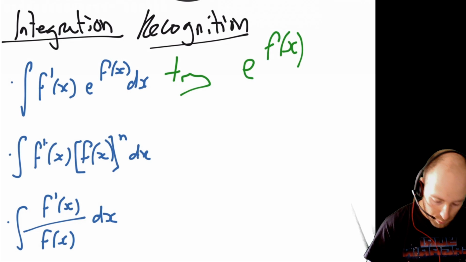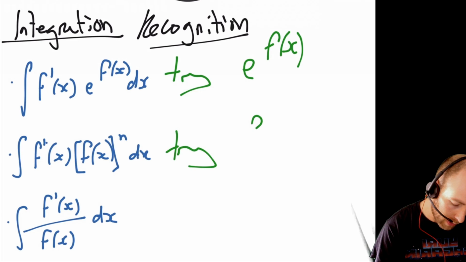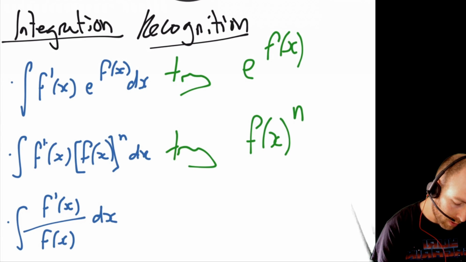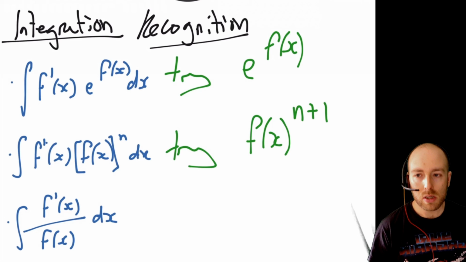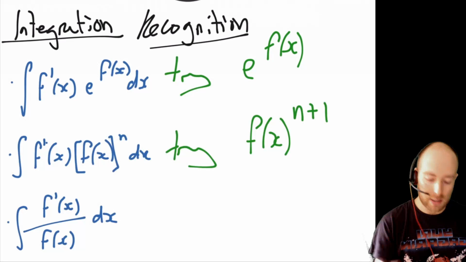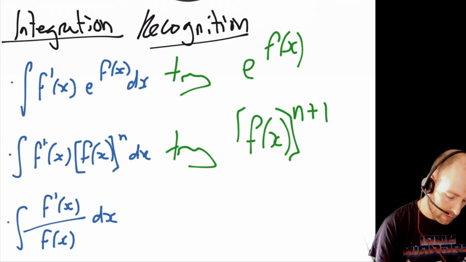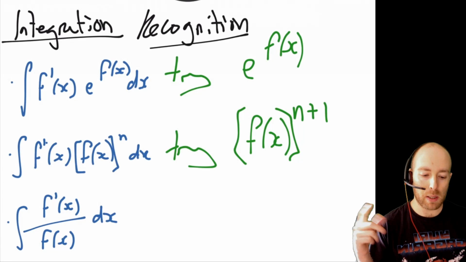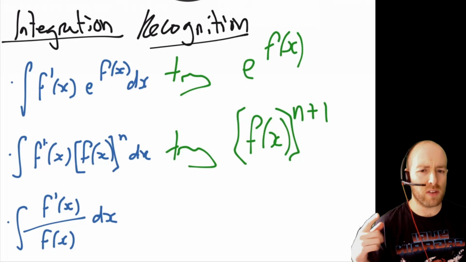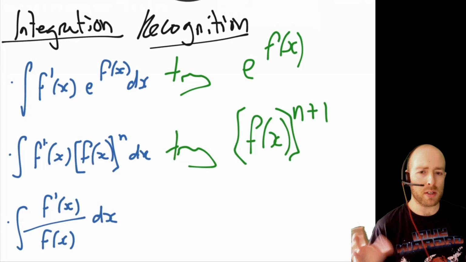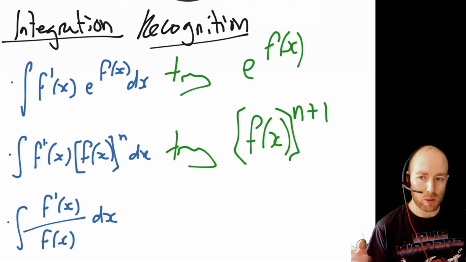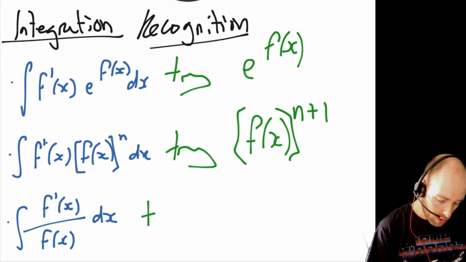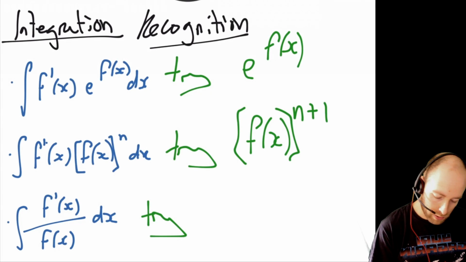The next one, we try f of x to the power n plus 1. And the reason we do that, if I put it in brackets, the inside f of x will go to f dash x, which we've got. The outside, the power is going to go up by 1. We're probably going to divide by the new power, maybe, but we're going to need to tweak that coefficient when we check.